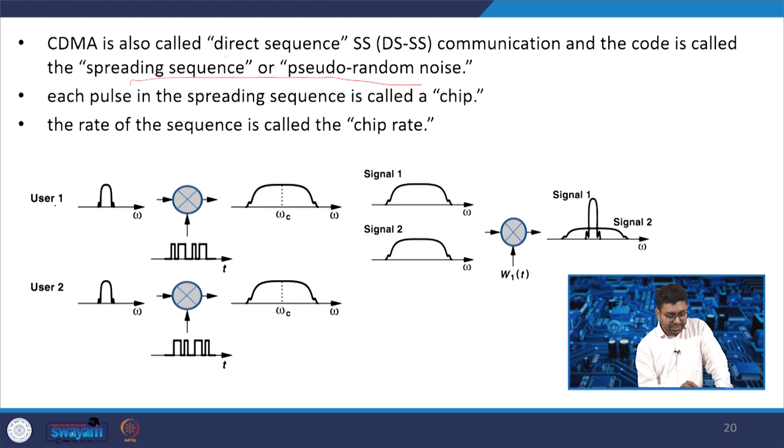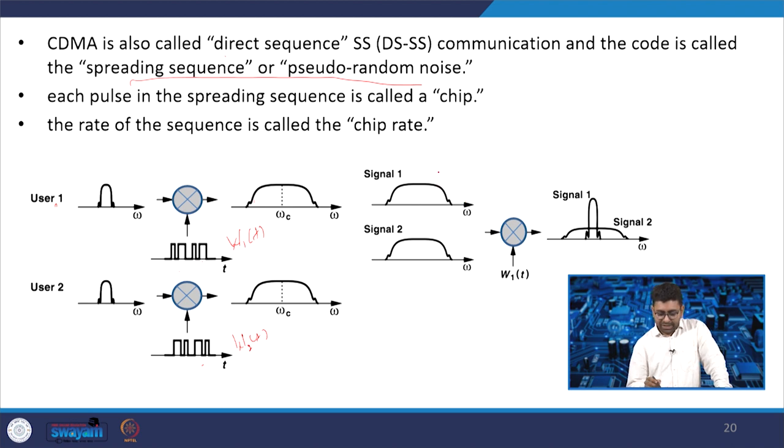So, let us say this is user 1 and it has a code, one code is multiplied, then this user 1 frequency will occupy the wide frequency band. Then user 2 has a different code, let us say W1T and another is W2T. Signal 2 is also spread over the spectrum. So, that is why it is called spread spectrum.